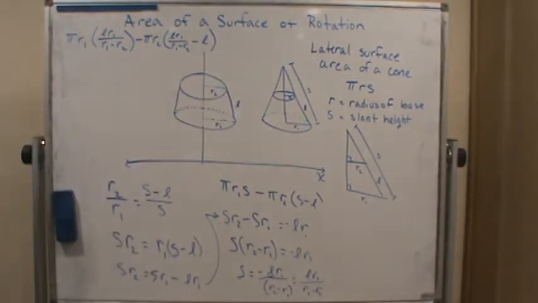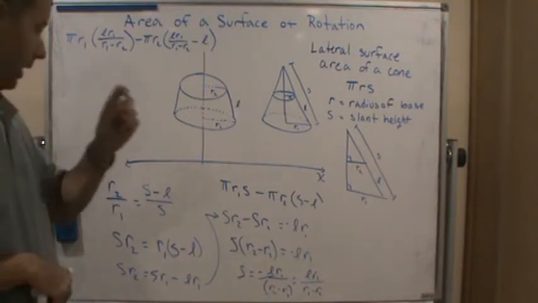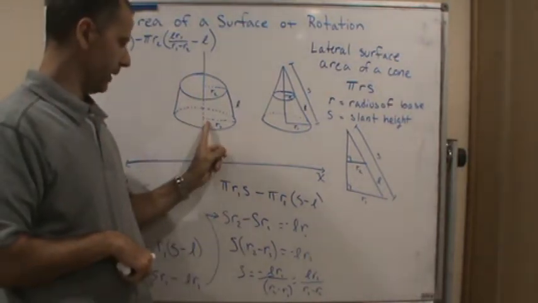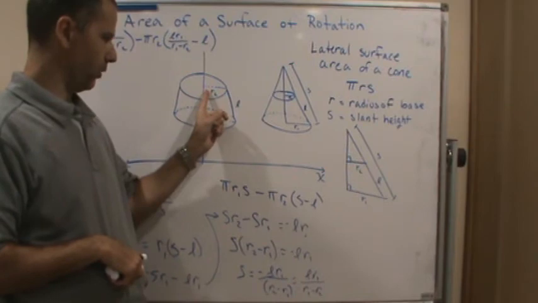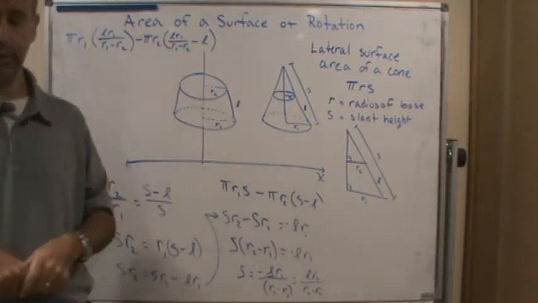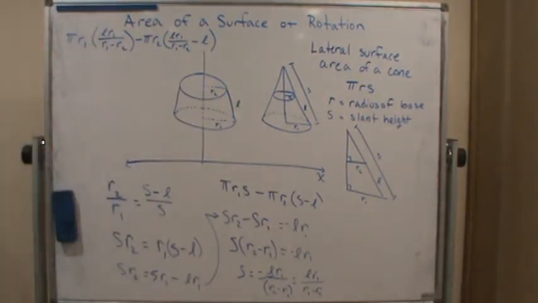Okay, so now I got rid of the S's. So now I've got my formula in terms of the three things that I'm going to know. I'm going to be able to know the radius 1, I'm going to be able to know this one, and I'm going to know this one. Right? Because that's what I'm going to use for the arc length. Okay?